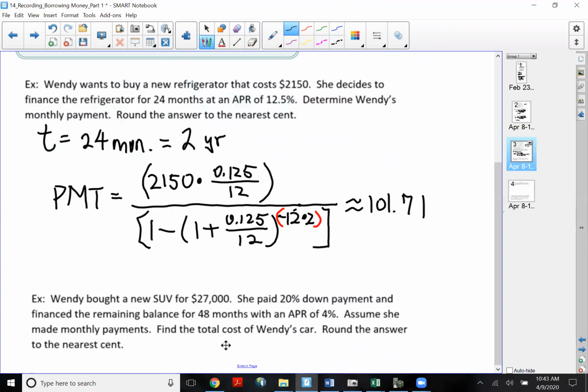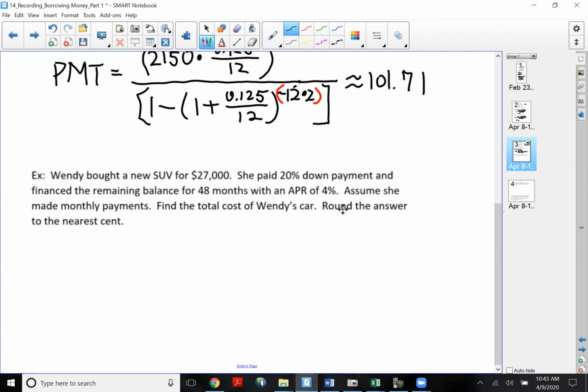All right, so let's try another one. Wendy bought a new SUV for $27,000. She paid a 20% down payment. Okay, so here we're going to calculate the down payment. The car is $27,000. She put a 20% down payment and financed the remaining balance for 48 months with an APR of 4%. Assume she made monthly payments. Find the total cost of Wendy's car.